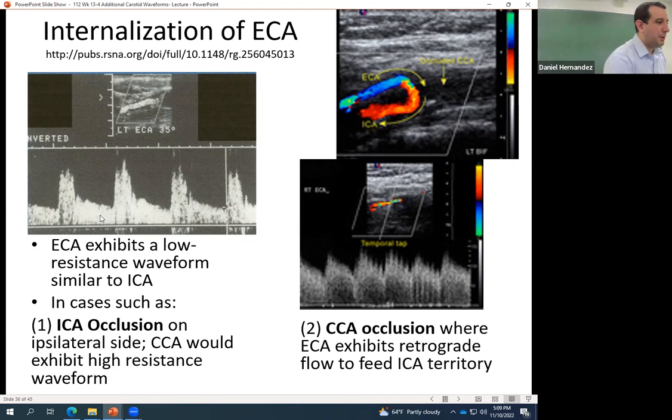And we're going to wind up with internalization of that external carotid artery. So we get that ECA becoming the internal carotid artery. So we call it internalization of the ECA. And that is due to ICA occlusion on the same side.